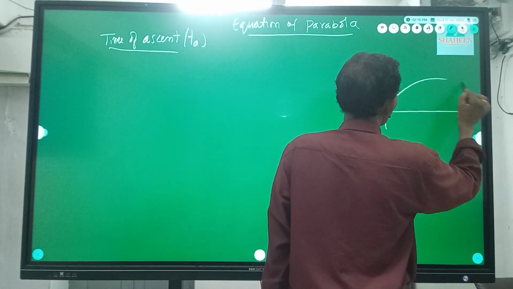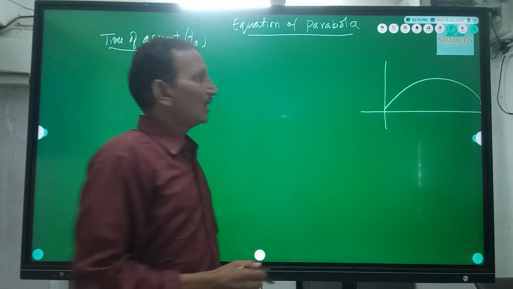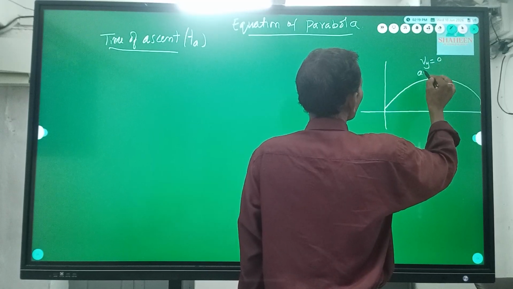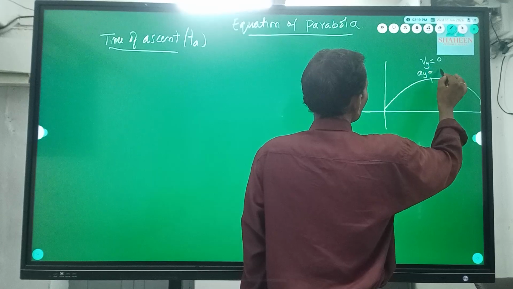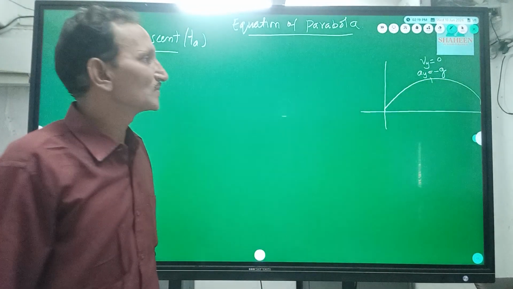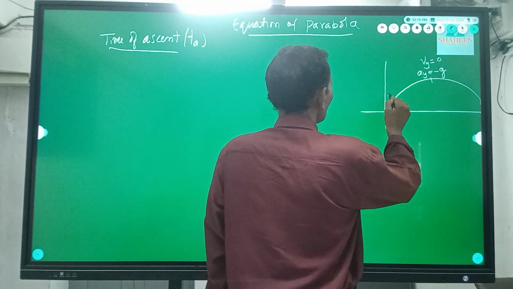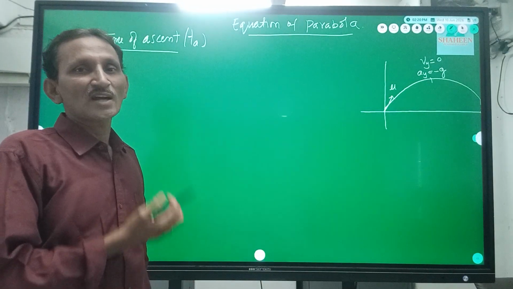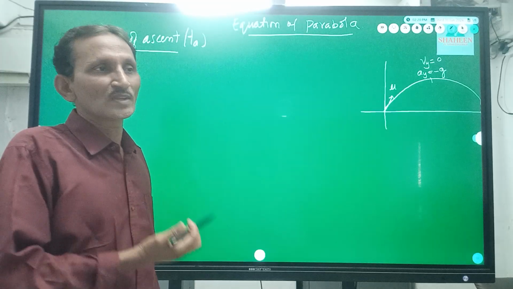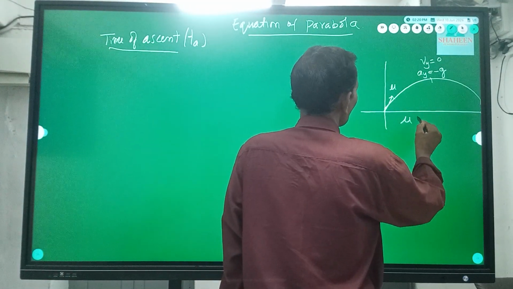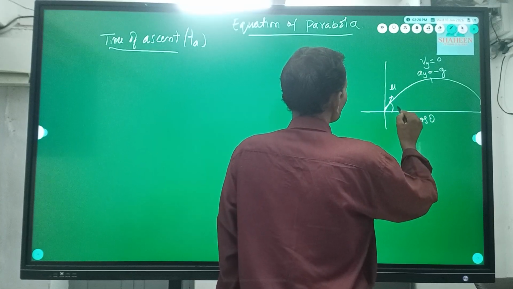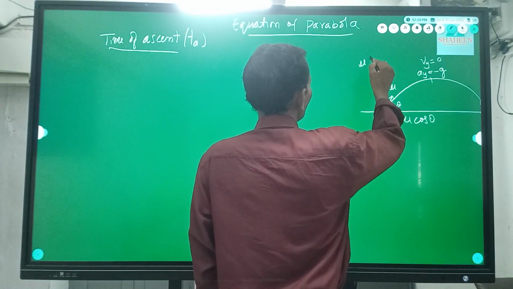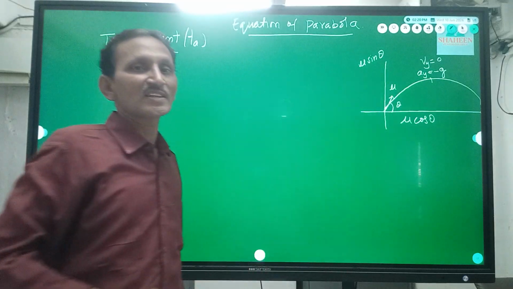You see that there is a body going on. At the highest point, the velocity in the y direction is 0 and acceleration in the y direction is minus g. Now the body is projected with velocity u, the startup velocity. When it starts moving up, it is resolved into two components. Along the x direction it is u cos theta, and in the vertical direction its velocity is u sin theta.